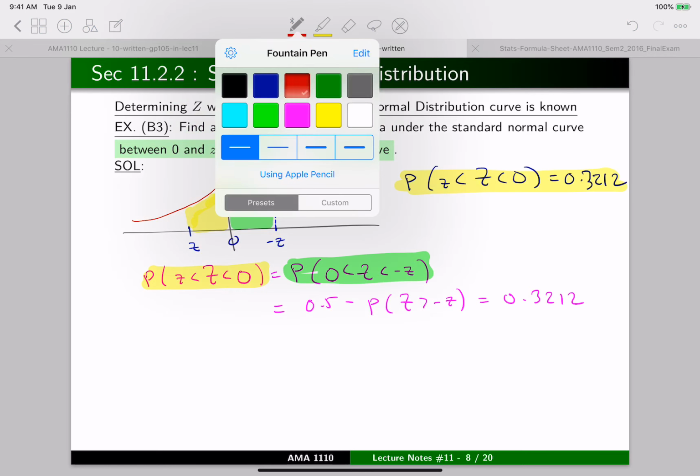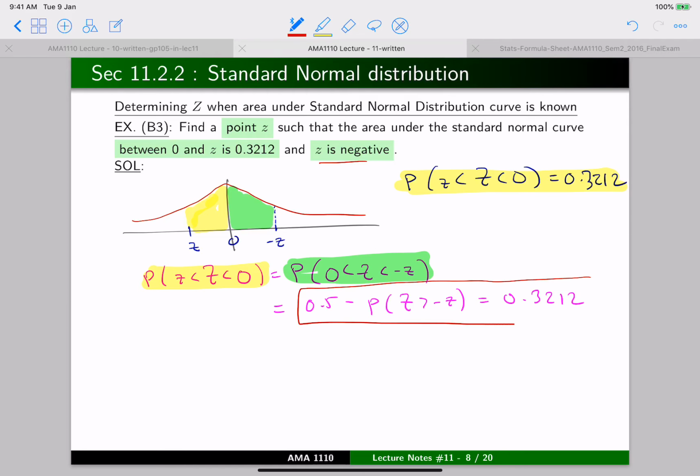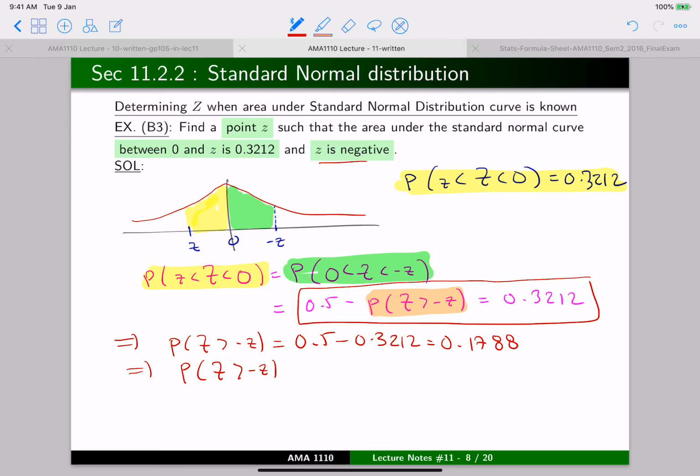Okay, so let's look at this equation right here, boxed in red. Solving for this expression in orange, we get that the probability that Z is greater than minus small z must be 0.5 minus 0.3212, which is 0.1788. So more clearly, the probability that capital Z is greater than minus small z must be 0.1788.